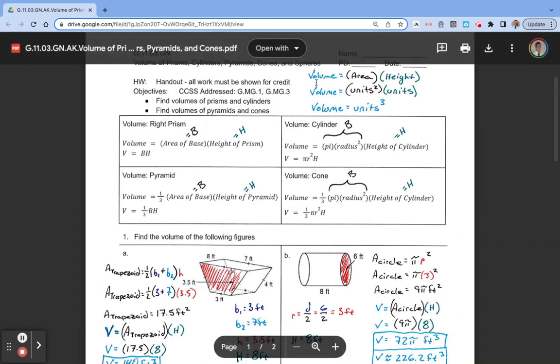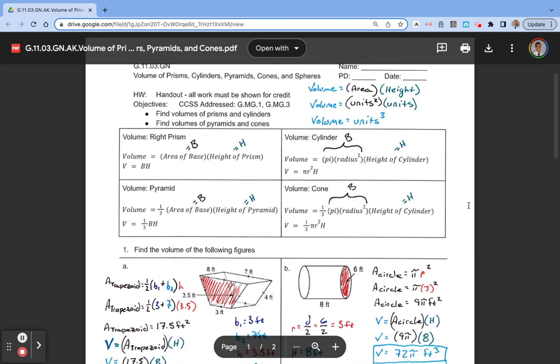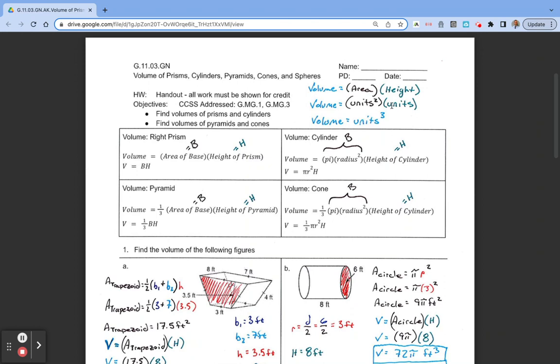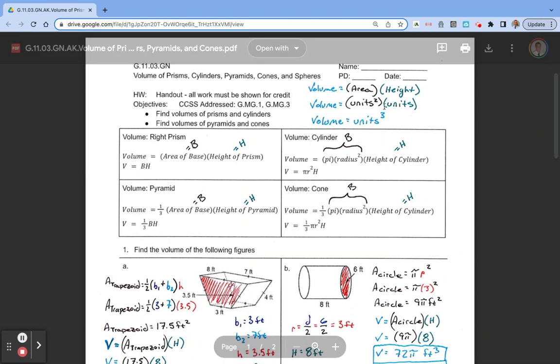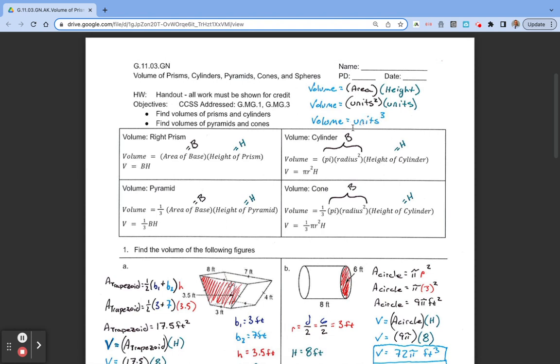The way that we calculate volume is we take the area of a figure and we multiply it by the height of the figure. Because area is measured in units squared and height is measured in linear units, when you multiply those two together, you get units cubed. So when we're talking about measurements of volume, any measurement that we finish with, we will say units cubed, feet cubed, centimeters cubed.